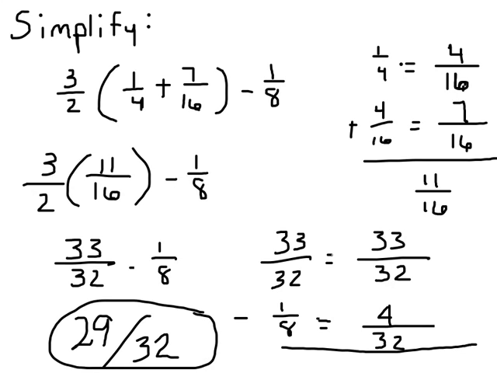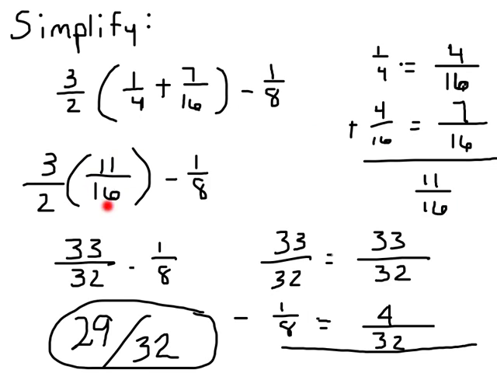Alright, so here are some problems worked out. Yeah, this looks like a lot of work, a lot of steps. It really is. But we've got some fractions inside parentheses that we're going to have to add, then multiply, then subtract this one. Alright, so let's add these first. We have to get a common denominator. We know that it's 16. We get our equivalent fractions, and then we add those two, and we get 11/16.